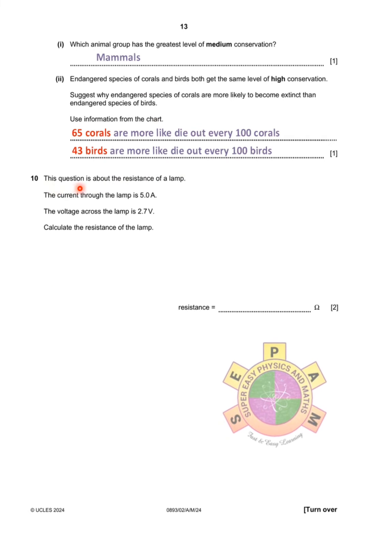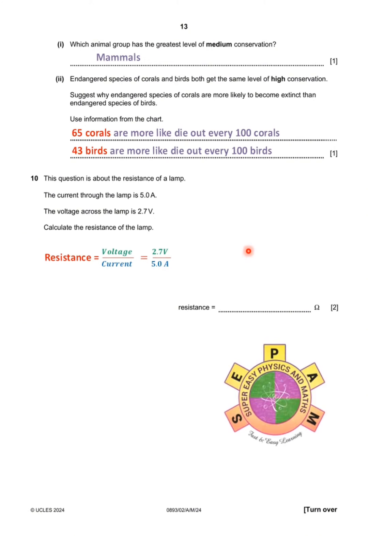Now question 10 is about the resistance of a wire. The current through the lamp is 5 ampere. The voltage across the lamp is 2.5. Calculate the resistance of the lamp. So you use Ohm's law. Resistance is voltage over current. So you substitute 2.5 volts divided by 5 ampere. So that will give 0.54 ohms. The unit of resistance is ohm.